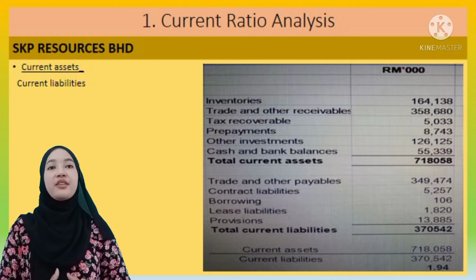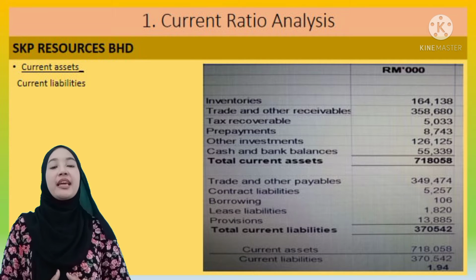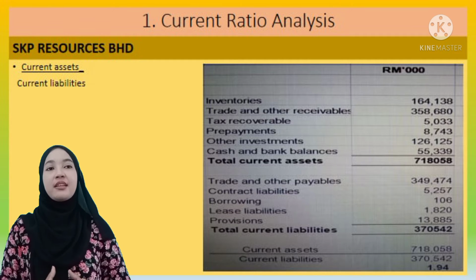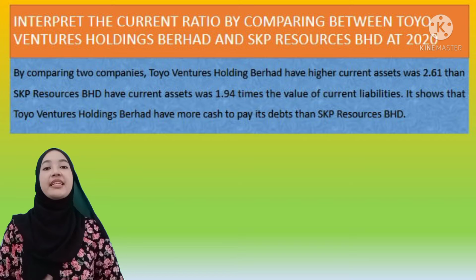780,058,000. Current liabilities involve trade and other payables 394,474,000, contract liabilities 5,257,000, borrowing 106,000, lease liabilities 1,820,000, and provisions 30,885,000. The total current liabilities 370,542,000. Current assets 780,058,000 divided by current liabilities 370,542,000 equal 1.94. I will interpret the current ratio by comparing two companies at 2020.